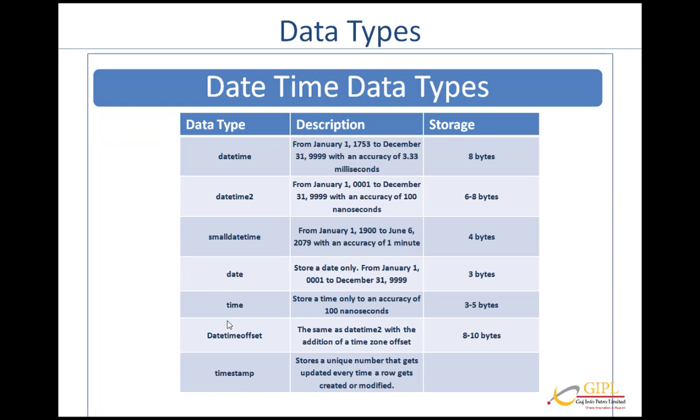Now let's see the date and time data types. First one is datetime, which holds dates from January 1, 1753 to December 31, 9999. Second one is datetime2. Third data type is smalldatetime. Fourth data type is date. Fifth data type is time. Sixth data type is datetimeoffset, and seventh data type is timestamp.